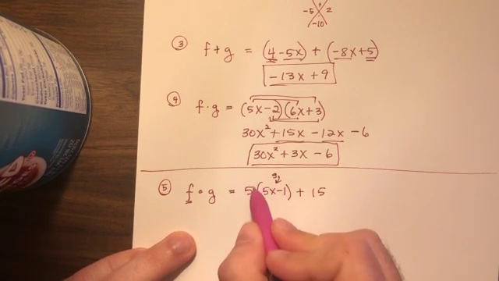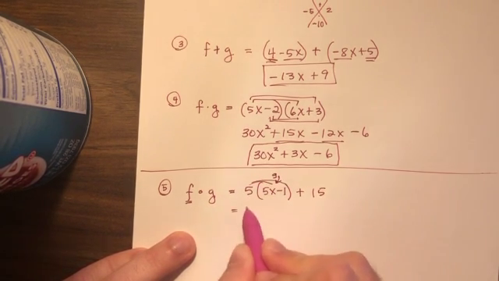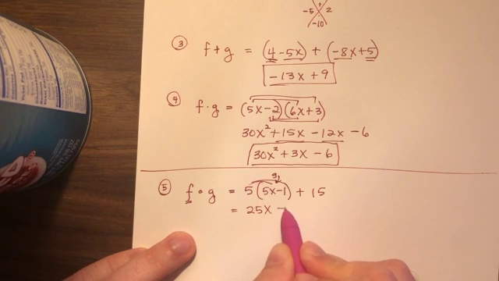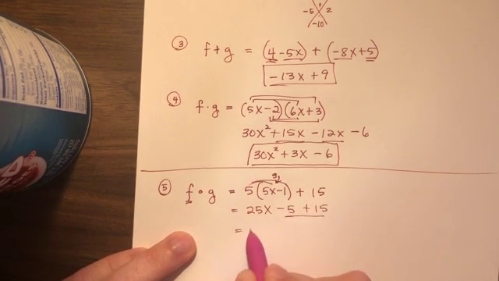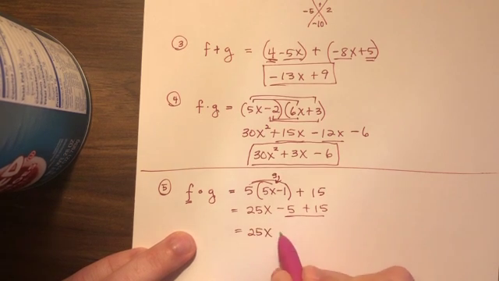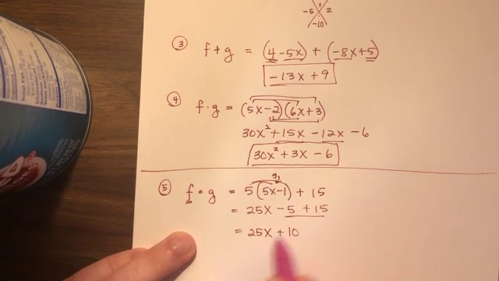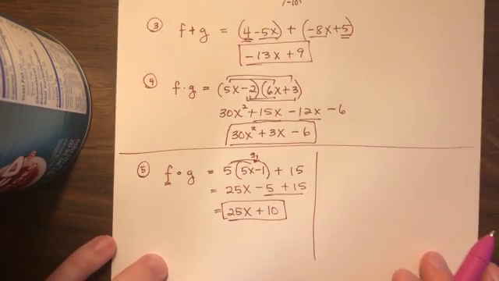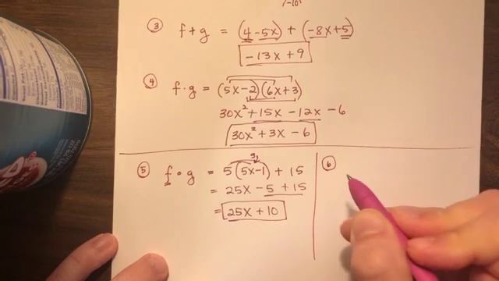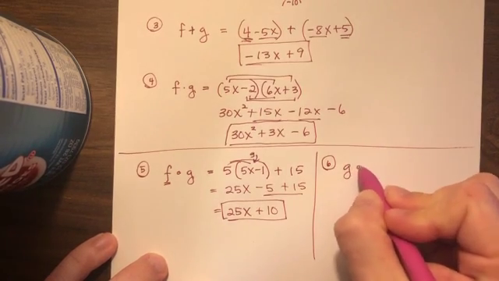Now the only thing you have left to do here is distribute and combine like terms. 25x minus 5 plus 15. These two will make 25x plus 10. Right? Different sign, subtract.